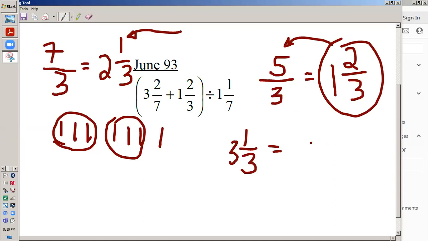What is 3 and 1/3 as an improper fraction? Somebody. 6/1. Try again. 10/3. It will be 10/3. 3 3s is 9, and 9 plus 1 is 10. Are we clear?